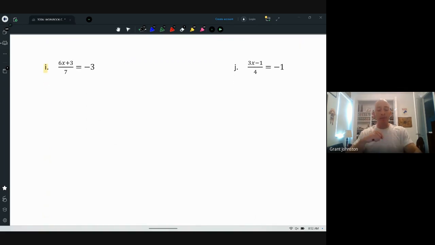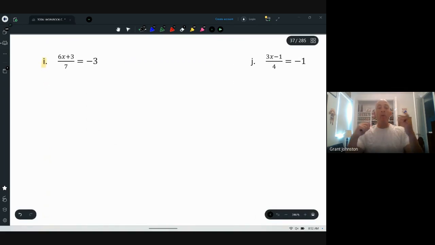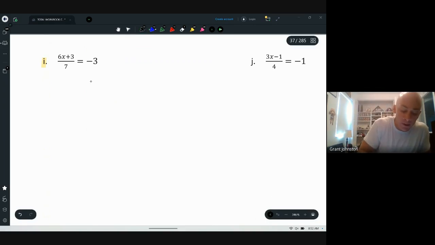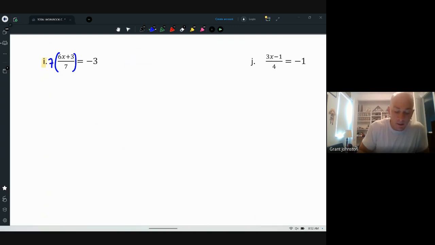I is a little bit different. What you notice with I is, again, we're trying to solve for x, get x by itself. That entire left side, that 6x plus 3 part, is being divided by 7. The entire left side is being divided by 7. So in order to get rid of that division by 7, we're going to multiply by 7. So that's going to cancel that out.